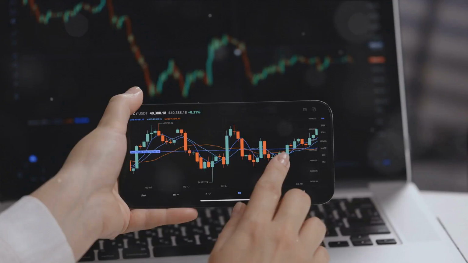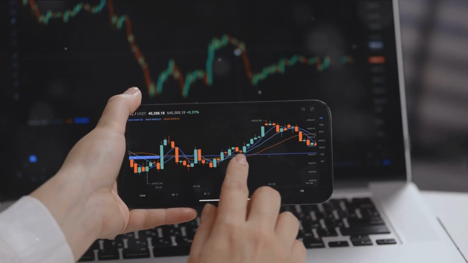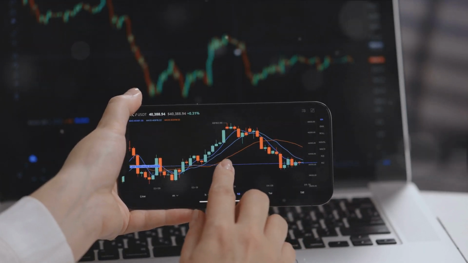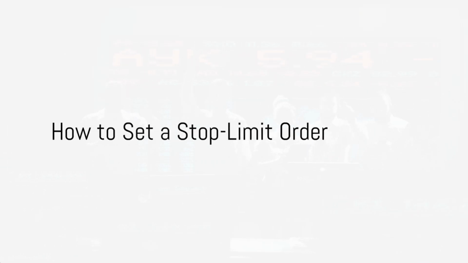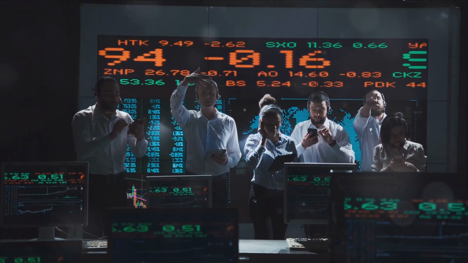Understanding these components is the foundation for setting stop limit orders. By mastering these, you're well on your way to making more informed trading decisions, effectively managing your risk, and potentially maximizing your profits. Now that we've covered the components, let's dive into how to set a stop limit order.